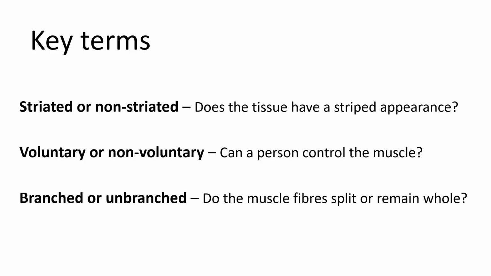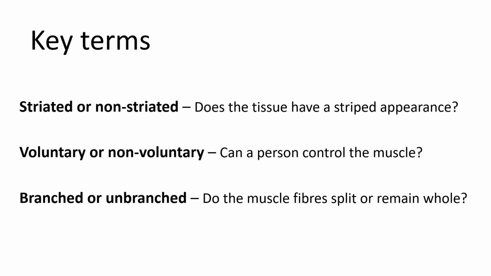Before we take an in-depth view at each muscle type, it's essential that we first define several terms, as we'll use these to describe each of the muscle types. Firstly, muscles can be striated or non-striated. A striation is the presence of alternating light and dark bands when the muscle is observed under a microscope. If muscles have this striped appearance, they are considered striated. If they don't, then they are considered non-striated.